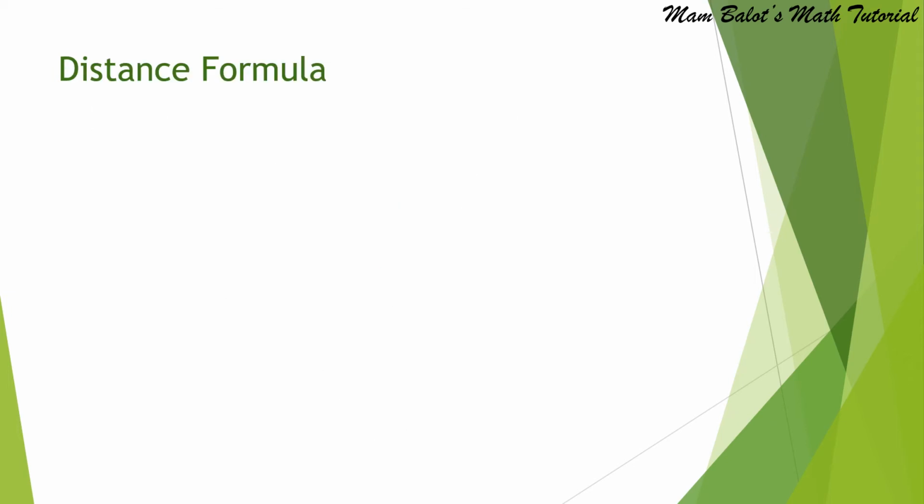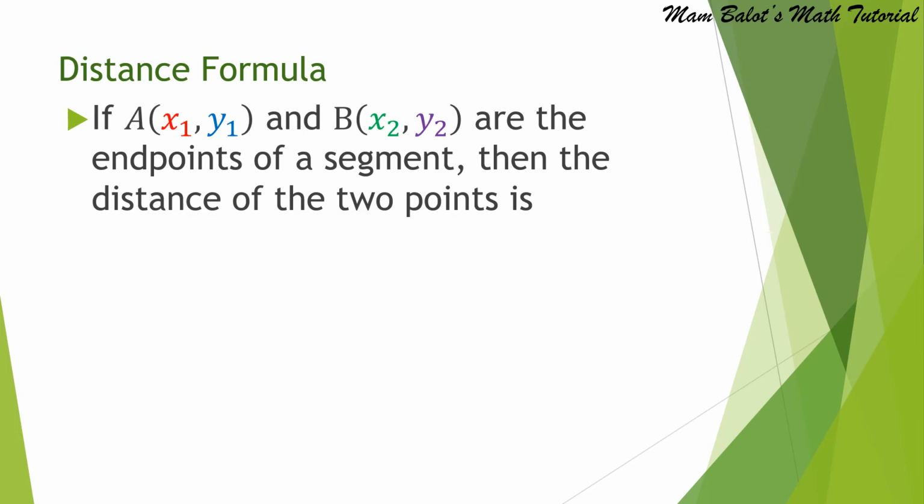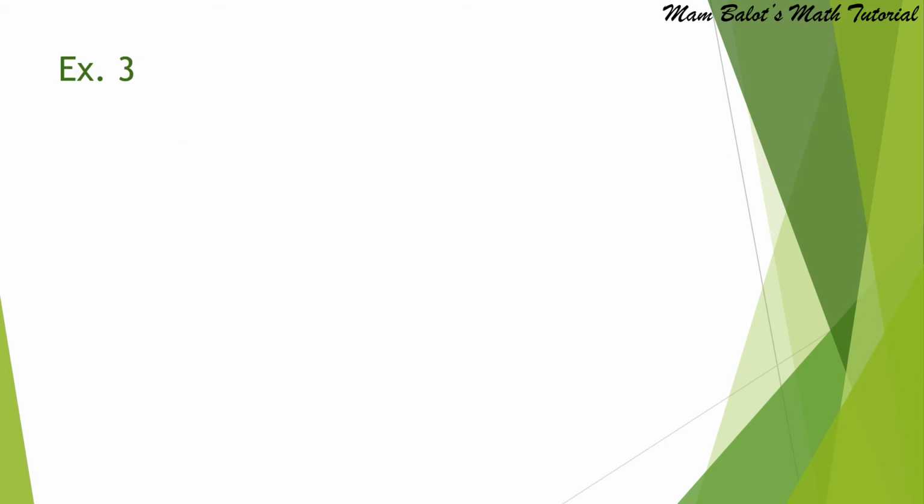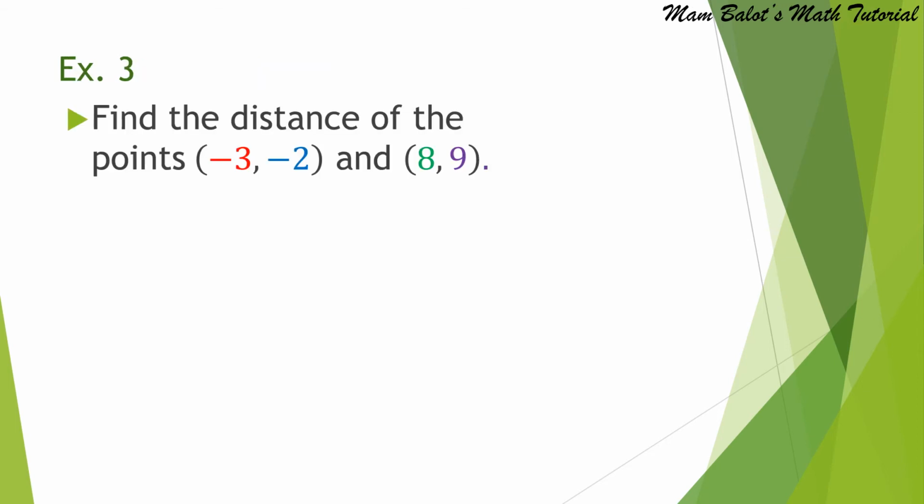Now what is the distance formula? If point A with coordinates x sub 1, y sub 1 and B with x sub 2, y sub 2 are the endpoints of a segment, then the distance of the 2 points can be computed as d is equal to the square root of x sub 2 minus x sub 1 squared plus y sub 2 minus y sub 1 squared. For example, find the distance of the points (-3, -2) and (8, 9).